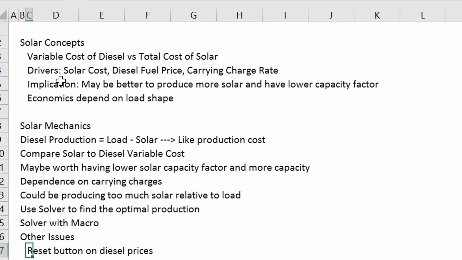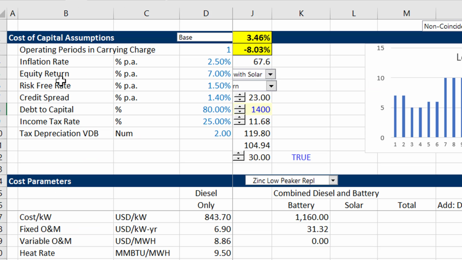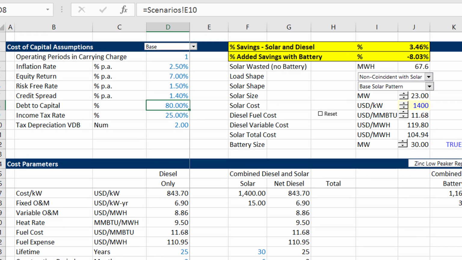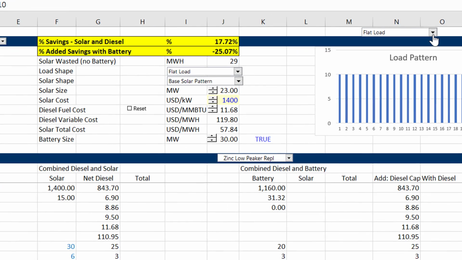So let's look at the first issue. Let's look at a couple of the drivers very quickly. And this is before I'm really explaining the mechanics of some of the calculations. Sorry about that. I hope that's not too out of order.